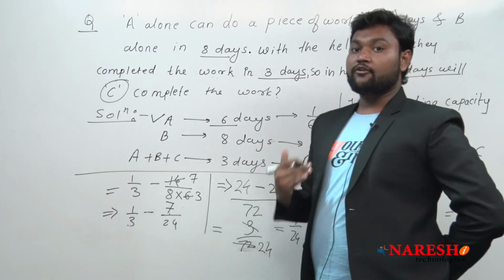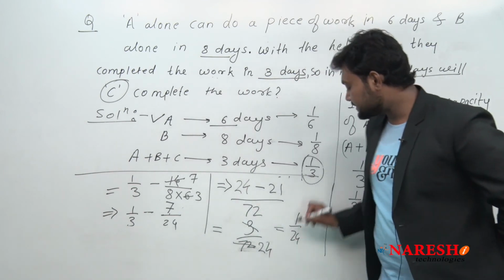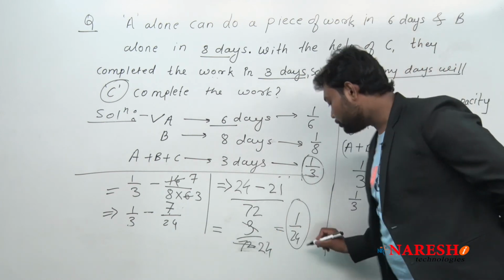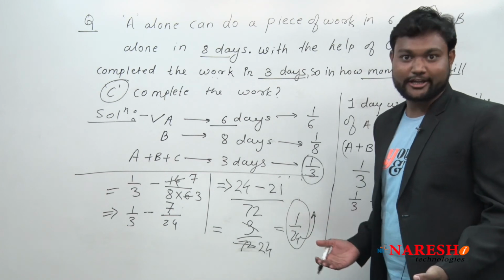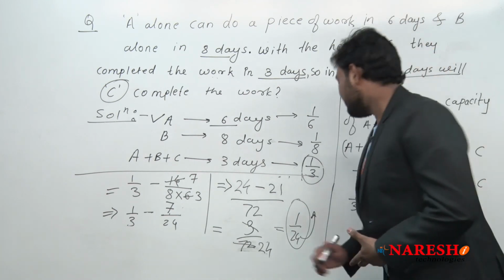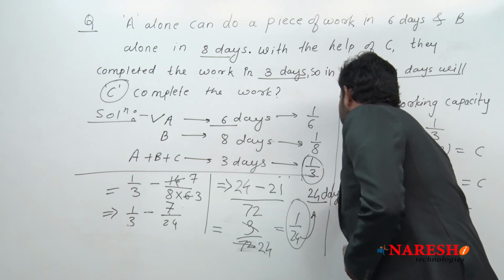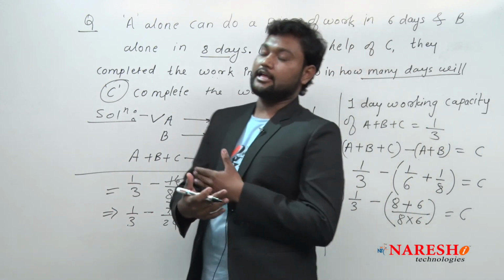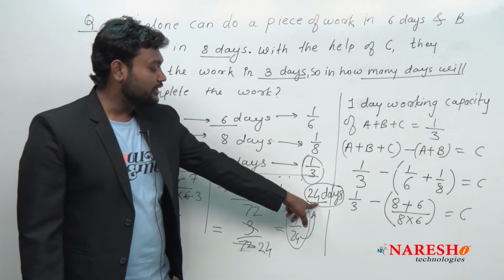In one day's work, that means C can complete 1 by 24 of the work in one day. So what is his complete work time? We have to take the reciprocal of this one day work. If we reciprocate it, we will get 24 days. So C can complete the piece of work in 24 days. This is the answer: C alone can complete the piece of work in 24 days.